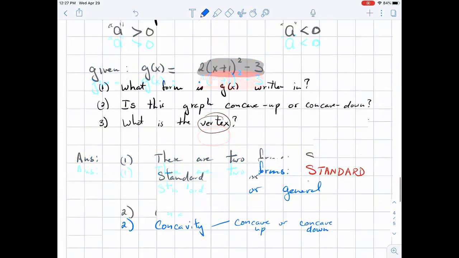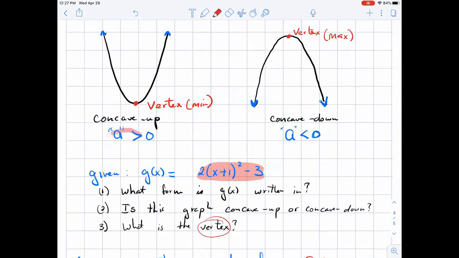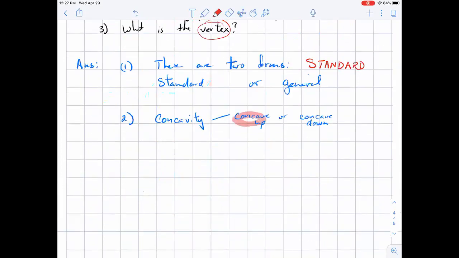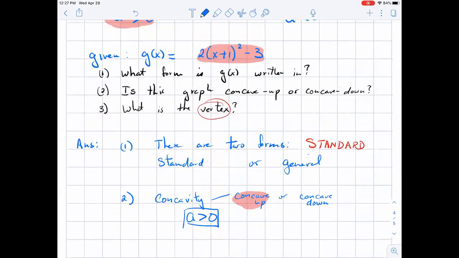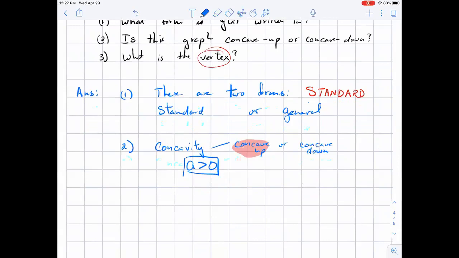Positive. And we said when a is positive, greater than 0, it will be concave up. So it's concave up because a is greater than 0. That's the reason why. Okay. Now, the third question, you don't know, or at least we haven't talked about that yet.